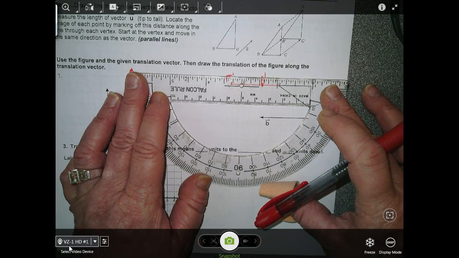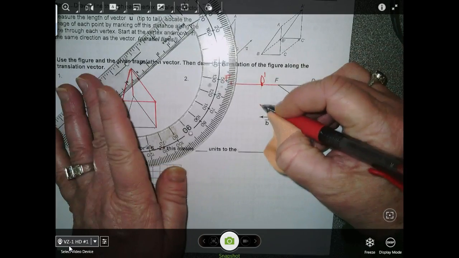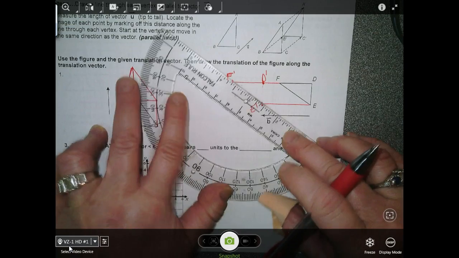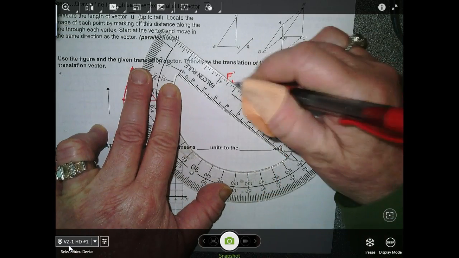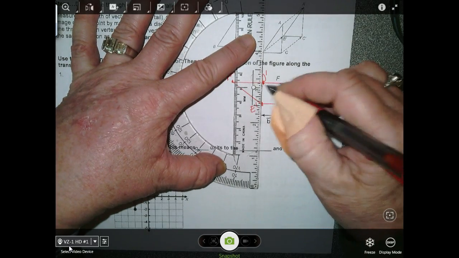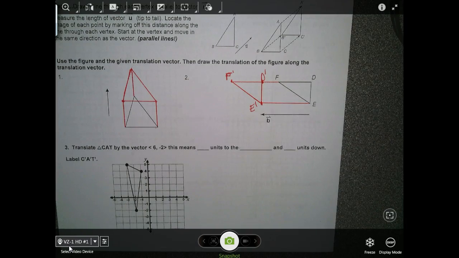And E. E prime. And then connect the dots. I kind of already got two connected because they were on the same line. And that one doesn't look as cool as the first one, but oh well.